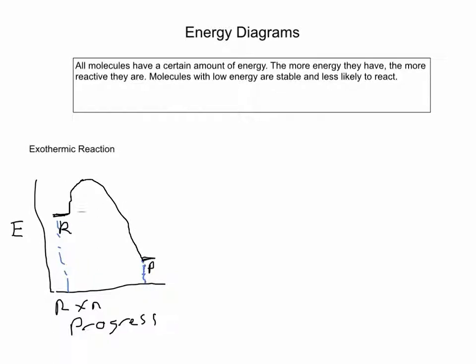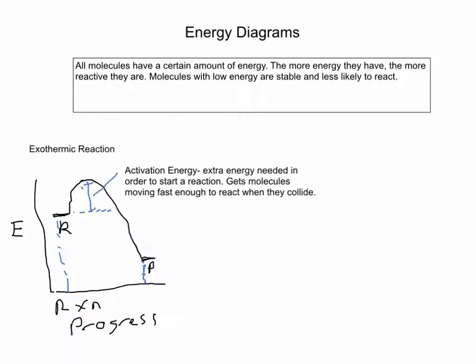This extra height is the activation energy. The activation energy is a little bit of extra energy needed to start the reaction. Think about it as a spark. A fire goes on its own once it's started, but you need to give it that little bit of energy to get going. The reason for that is you need to get the molecules moving fast enough so that when they bump into each other, they collide. If two molecules bump into each other and they're not moving with the right speed, then no reaction will occur.